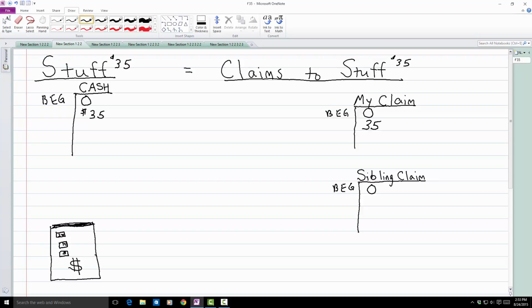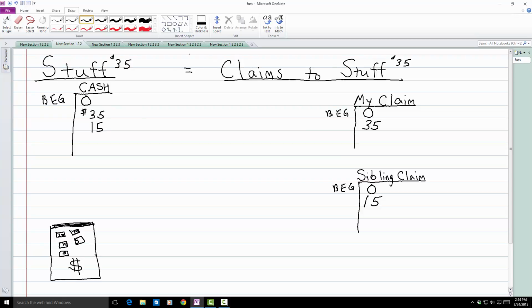But say your sibling comes along and wants to put in 15. So they drop 15 into the bucket. We'll draw a 10 and a 5 here to represent that 15, and we'll put 15 there to keep track of our cash. That claim doesn't belong to you. Your sibling put it in, so we're going to account for that under this little account that says sibling claims. Now we actually have $50 worth of stuff.